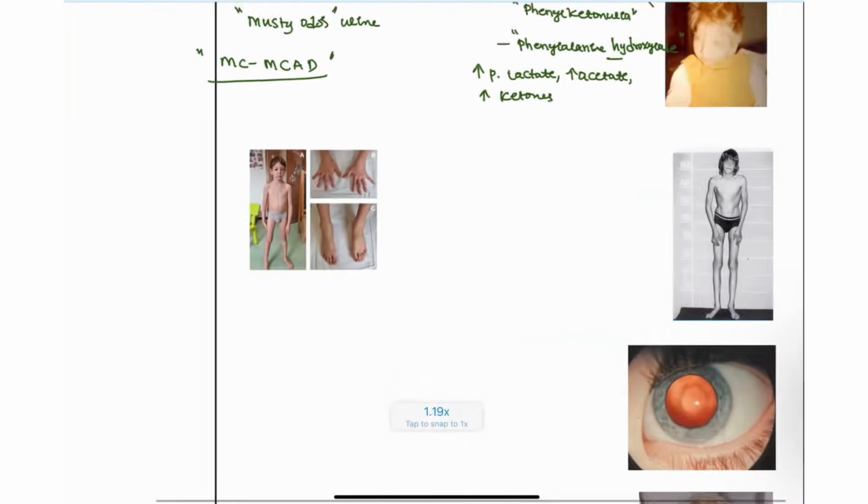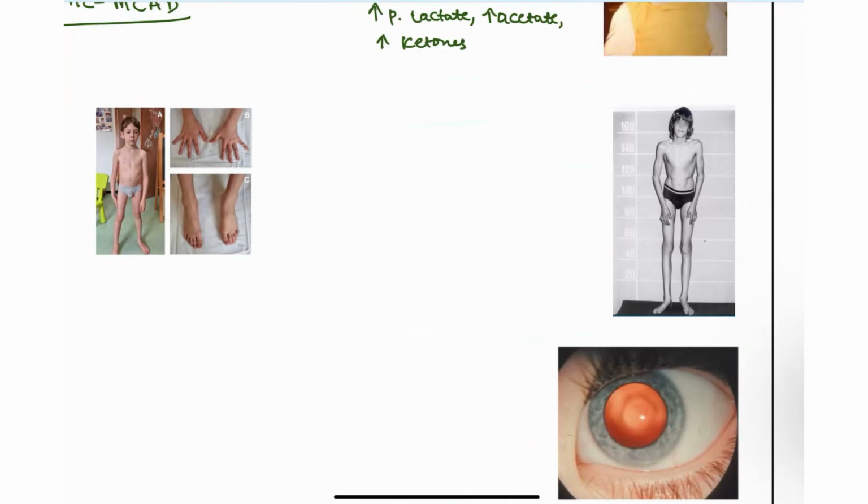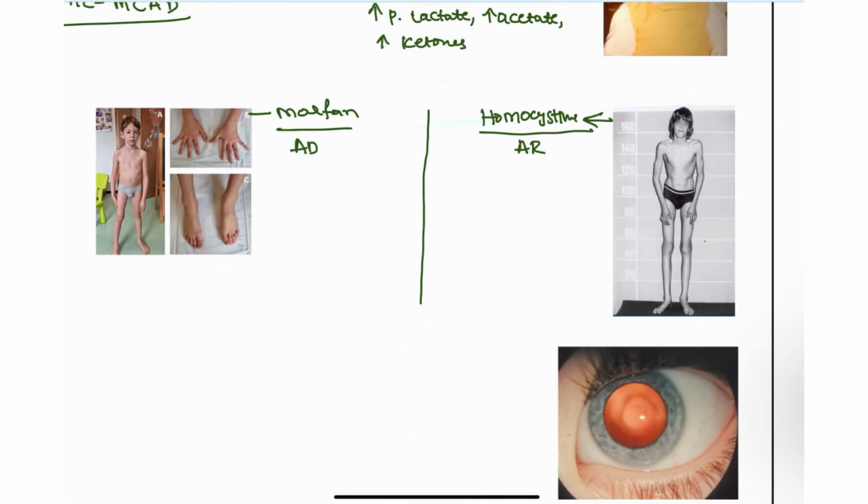Next, coming to these two pictures, you have to understand the images. One is known as Marfan syndrome, and this is known as homocystinuria. So let's see the differences. This is autosomal dominant and this is autosomal recessive. This is related to the fibrillin gene deficiency, a genetic condition. And this is related to an enzyme, cystathionine beta synthase, which is deficient in this patient.